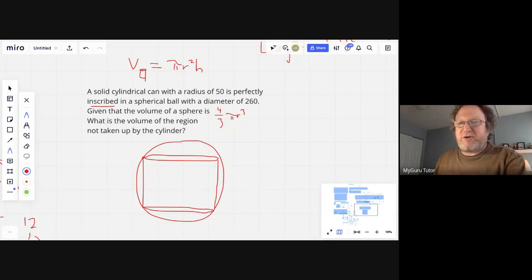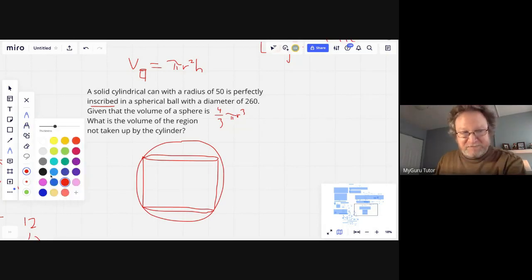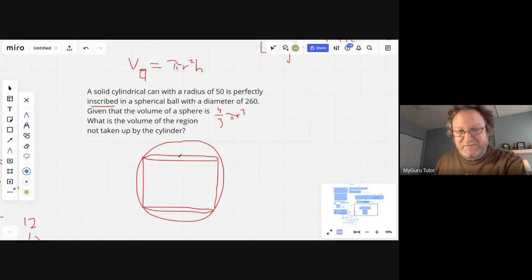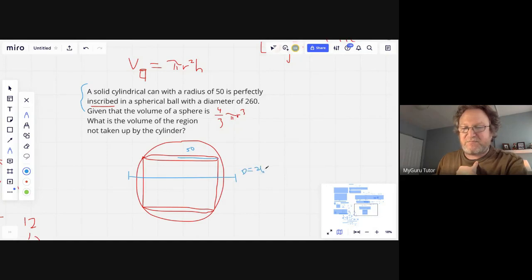Now, that cylindrical can has a radius of 50. All right, so let's see what to do with this. Radius is 50. Okay, then the whole sphere there has a diameter of 260. This is, in general, broadly the way that most people draw this thing out.